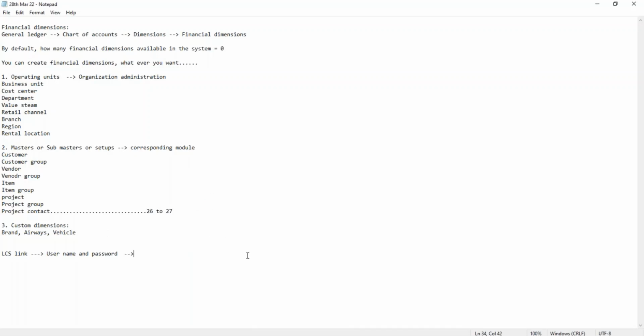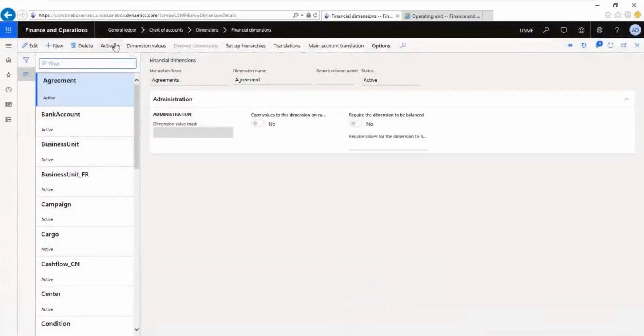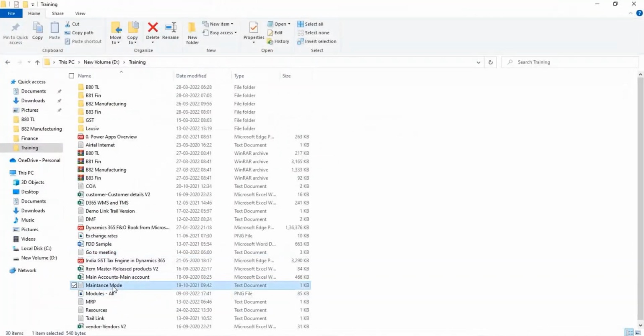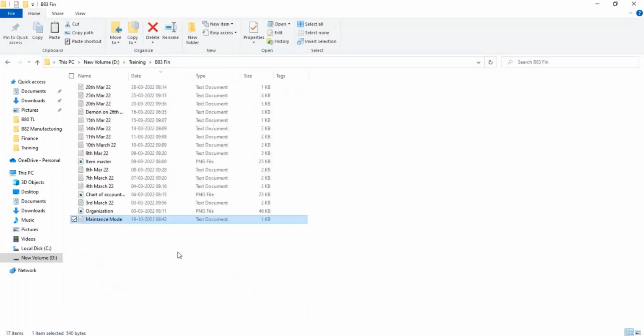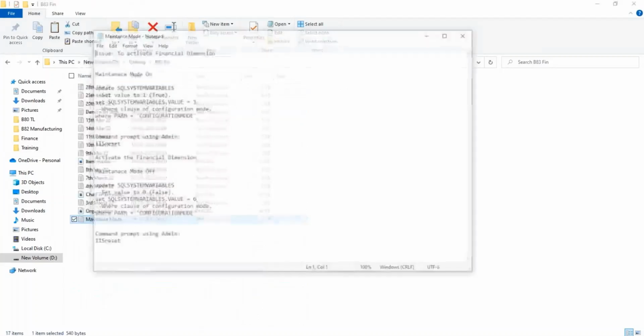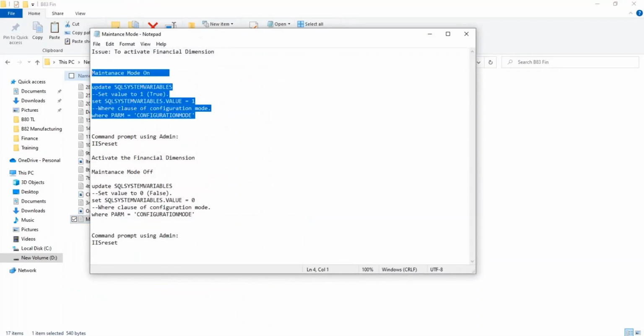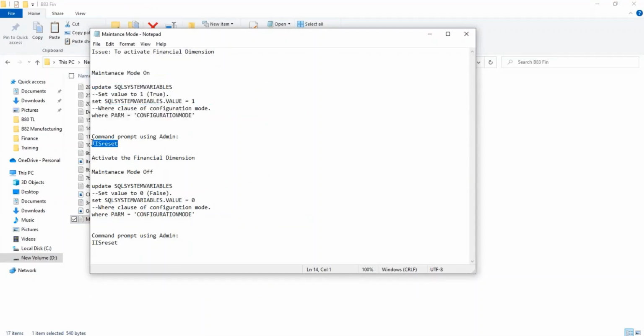How to do it is a very small technical piece of information. So you need to take help from a technical person. Otherwise, we have one more option in SQL query. I'm just copying this one into our folder. So maintenance mode, if you have SQL knowledge, you can make it maintenance mode on, and you need to do an IIS reset.